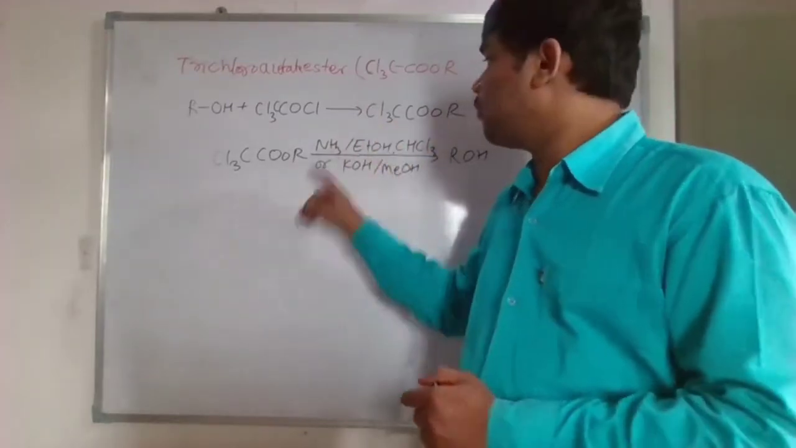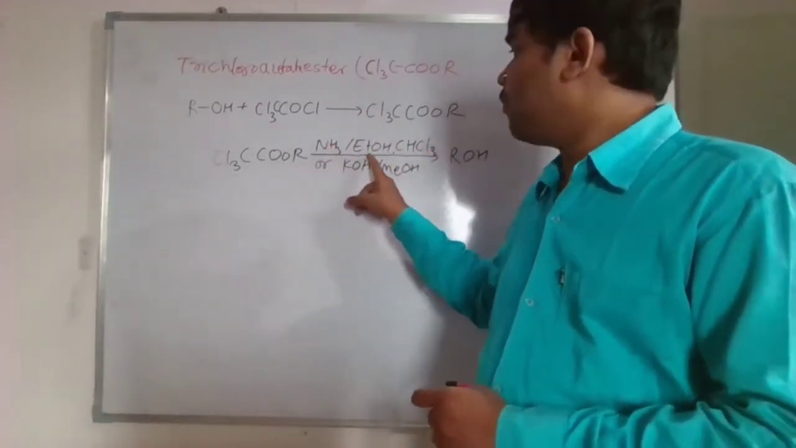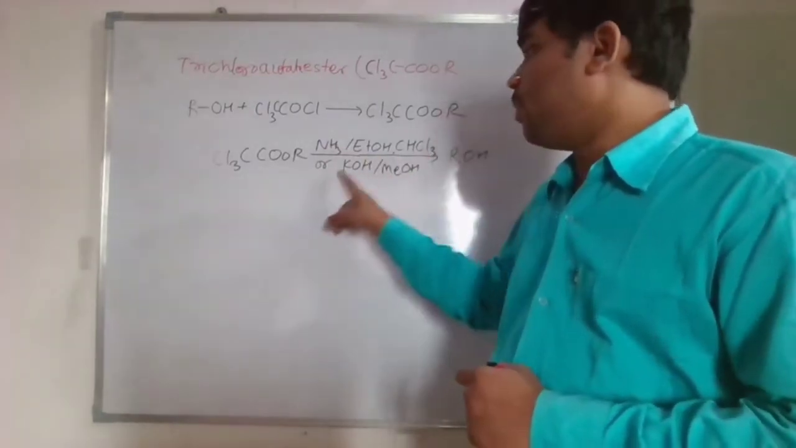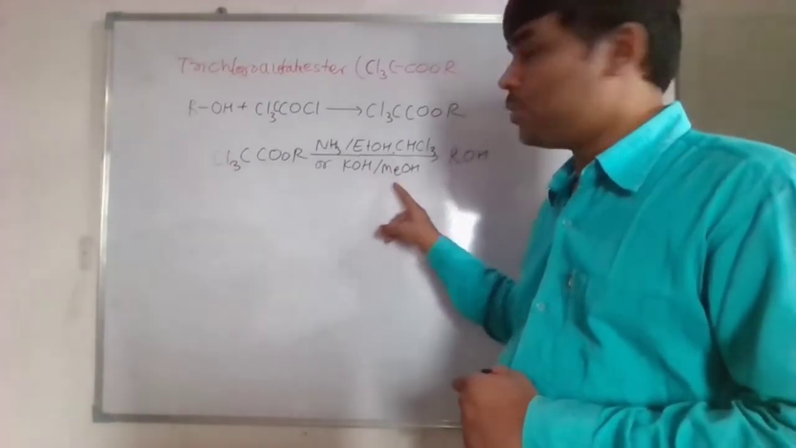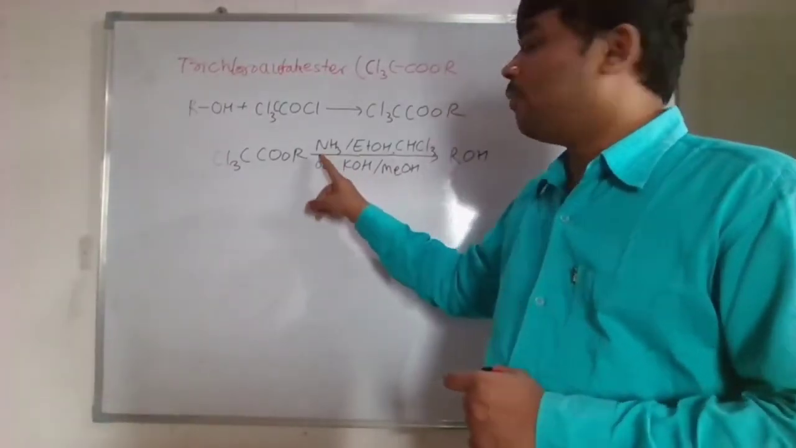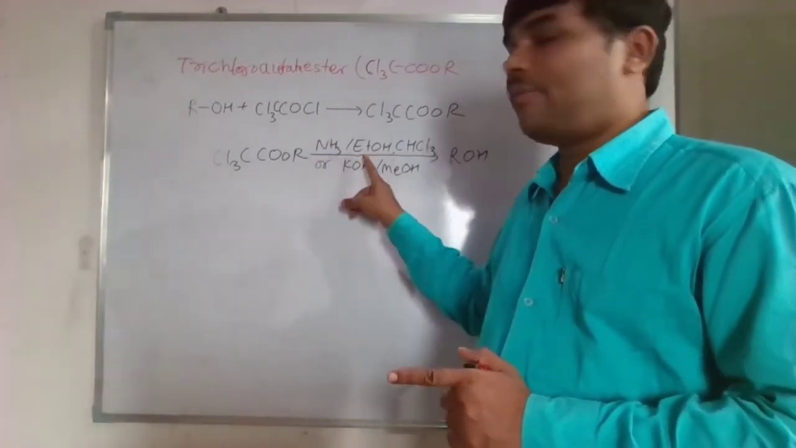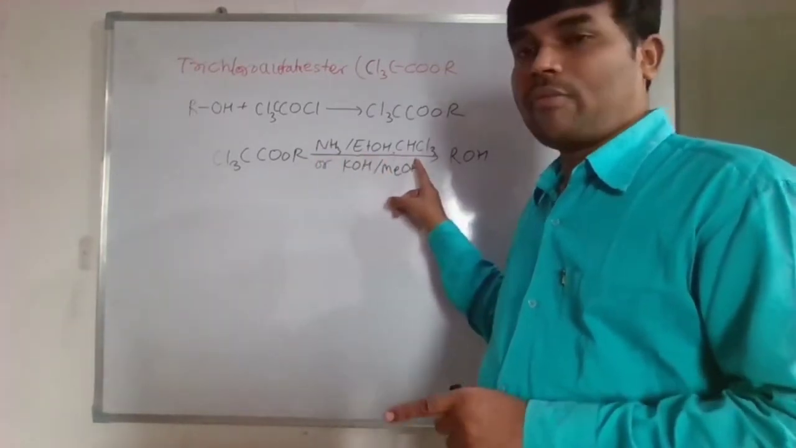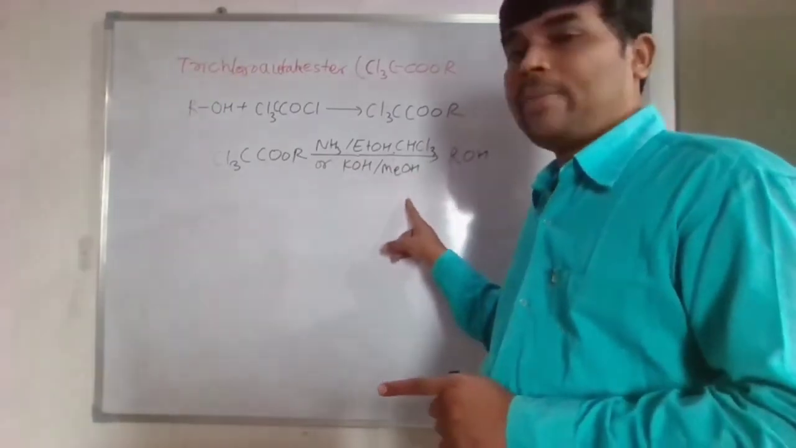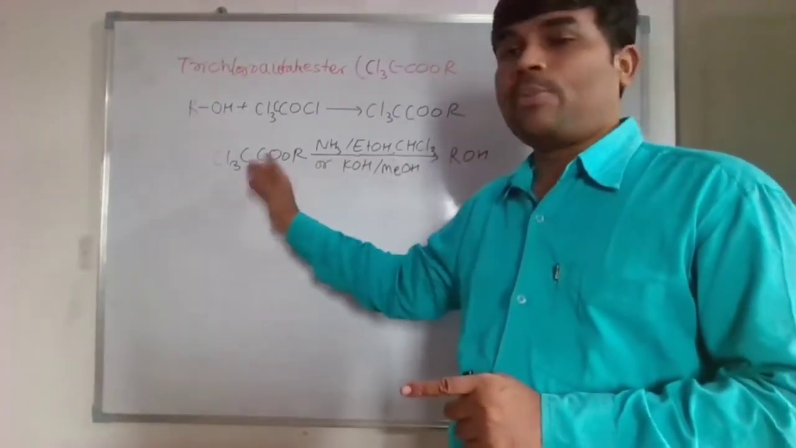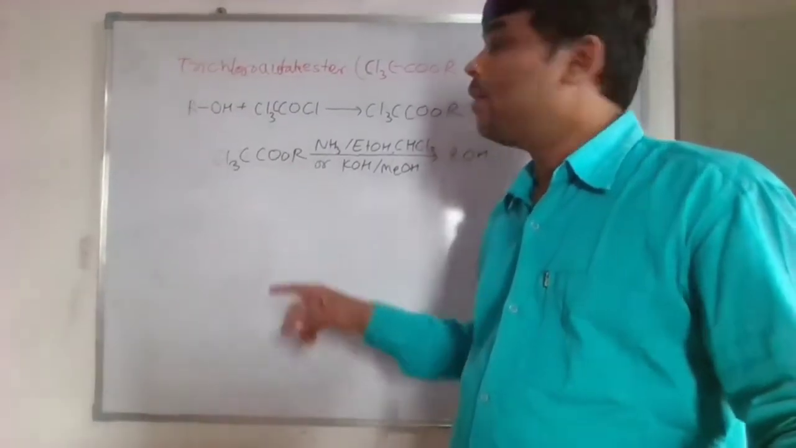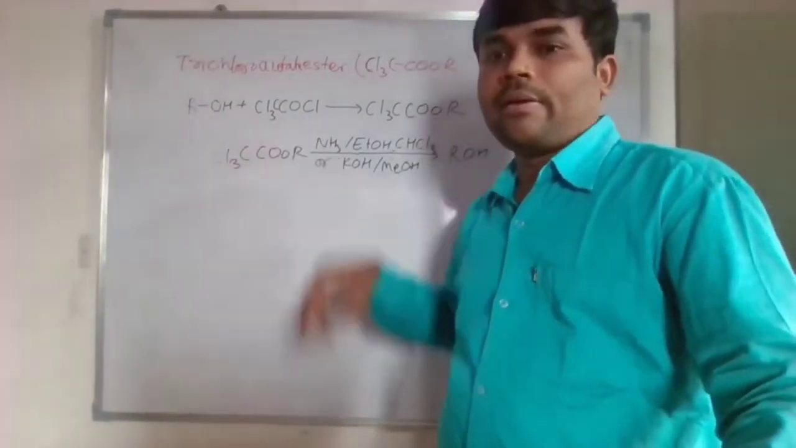When we have to cleave this, for deprotection we use ammonia in ethyl alcohol in the presence of chloroform, or KOH with methyl alcohol, meaning potassium hydroxide with methyl alcohol. This group is cleaved and we get that alcohol. By this way we can protect this alcohol.